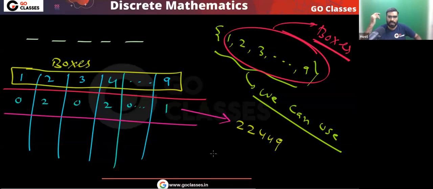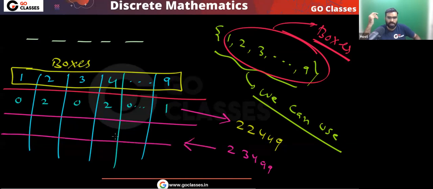Is this point clear? And if you have a number like 2, 3, 4, 9, 9, then what combination will you get? There is no 1, I am not taking any. There is one 2, one 3, one 4, and everything else is 0, and there are two 9s. I hope this point is making sense.